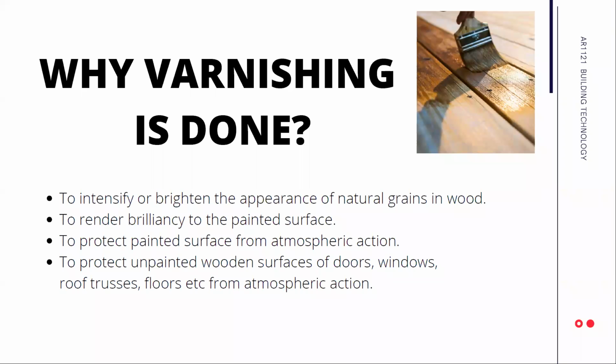Why is varnishing done? To intensify or brighten the appearance of natural grains in wood, to render brilliancy to the painted surface, to protect the painted surface from atmospheric action, to protect unpainted wooden surfaces of doors, windows, roof trusses, floors, etc. from atmospheric action.